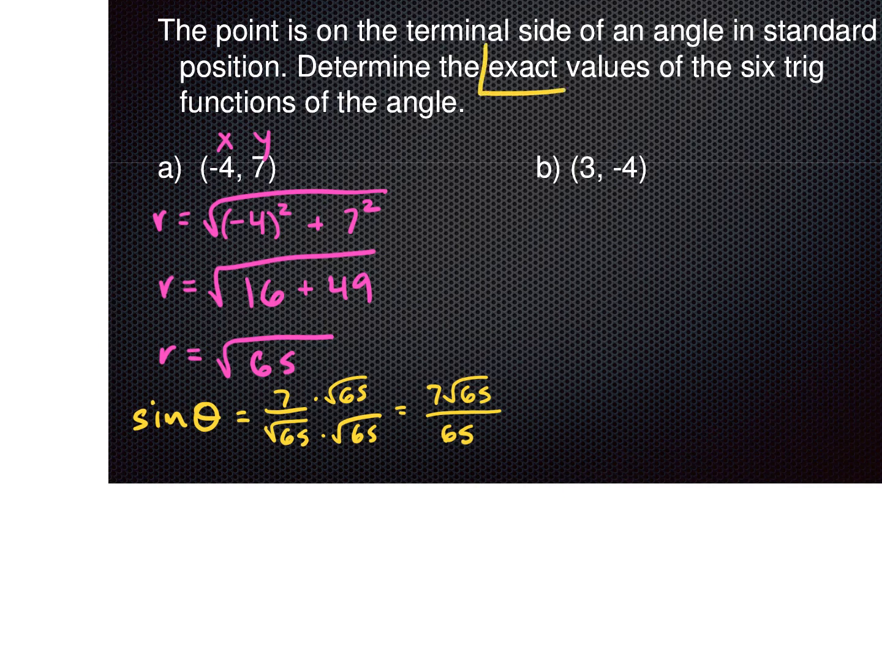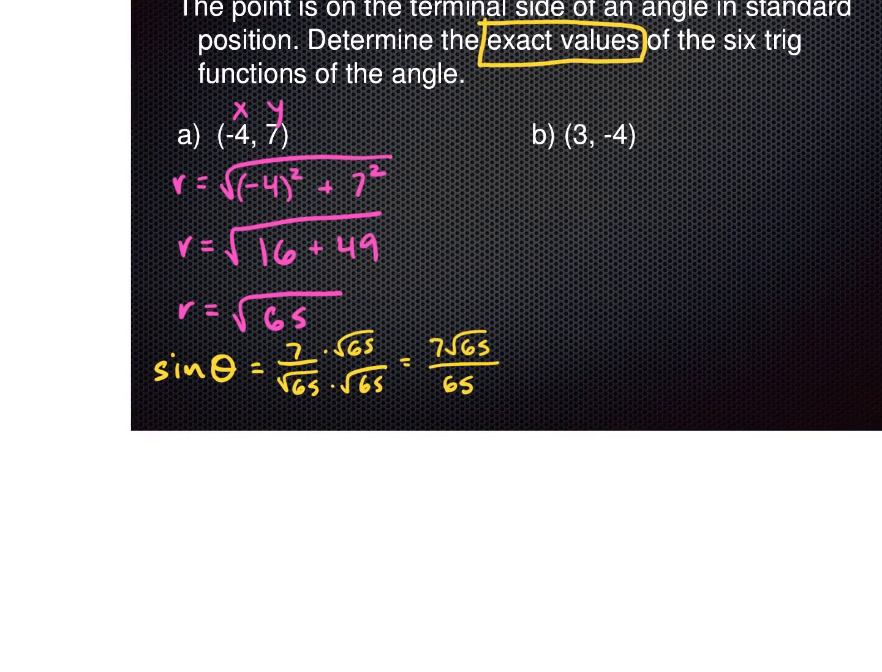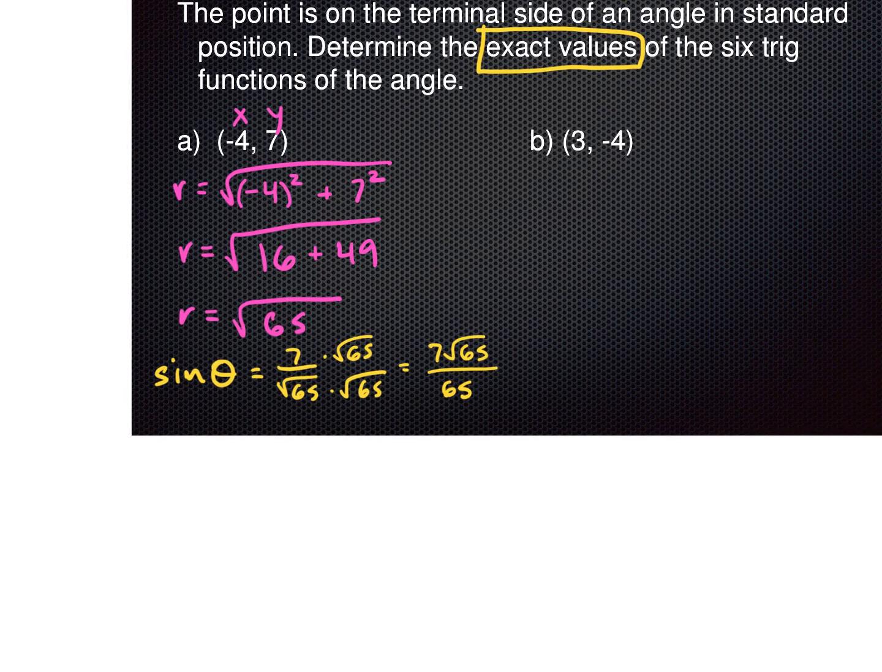Notice that here it says exact values, so you leave your answer with the radical in it. Exact values never means decimals. Unless it was like 2.5, because that's exact. But if your decimal continues, then it's not exact, because you would have to round.